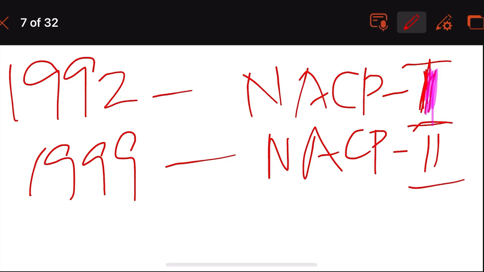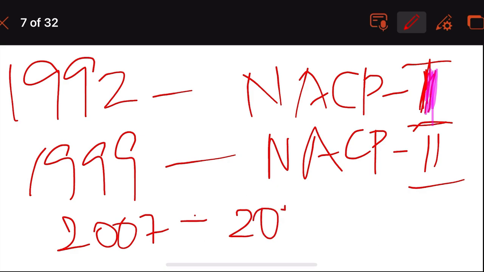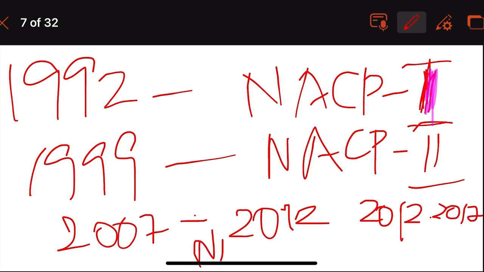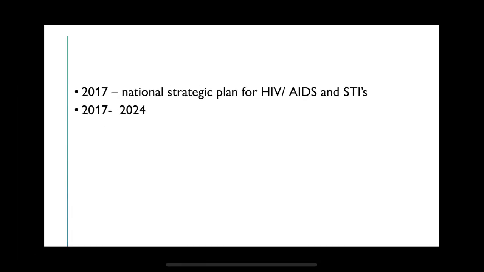Then we go to NACP 3. NACP 3 was in 2007, again plus 5 years, so 2007 to 2012, and from 2012 to 2017. So this was about NACP 3 and NACP 4. Clear, so we know what to write for the milestones.